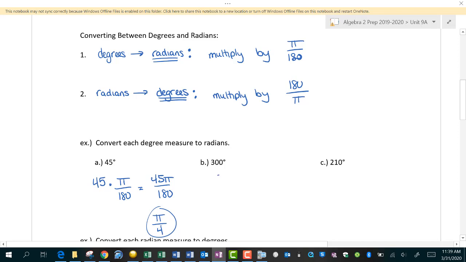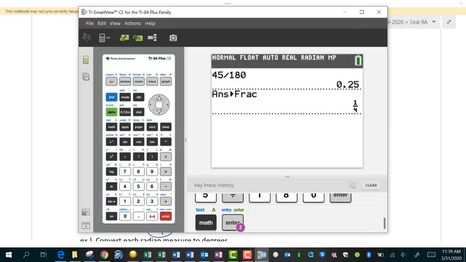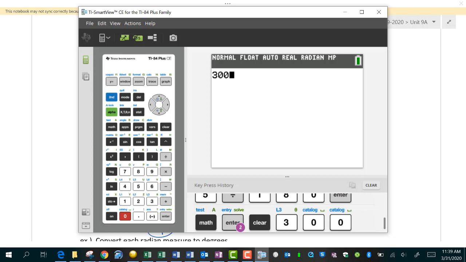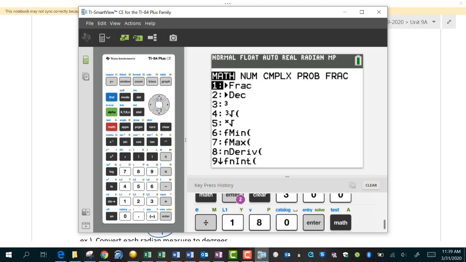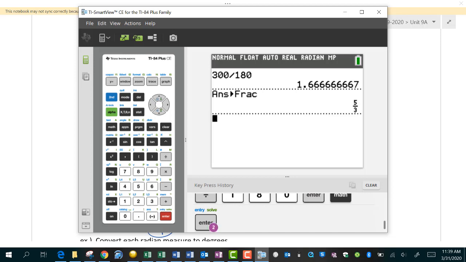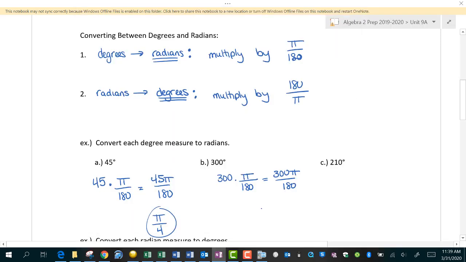Likewise, if I did 300 degrees, so 300 times pi over 180, I get 300 pi divided by 180. To simplify that, I go to my calculator, 300 divided by 180. I want to make this a fraction, so math, frac, 5 over 3. So 5 pi divided by 3. Please pause the video, take a minute, and try part C.